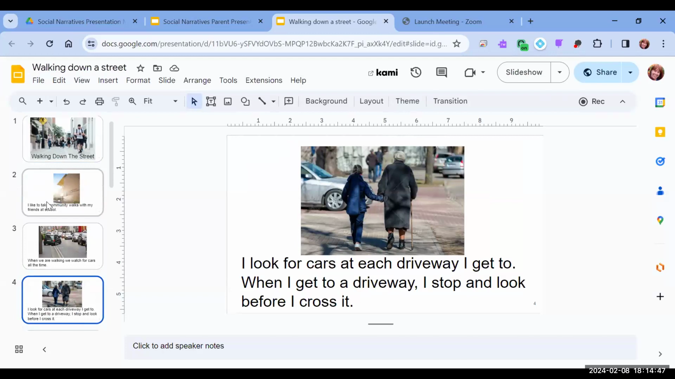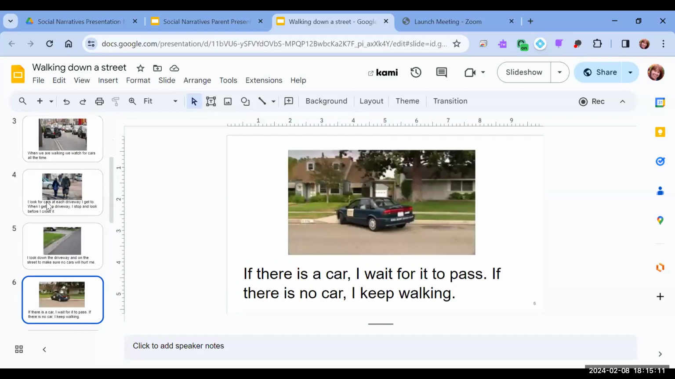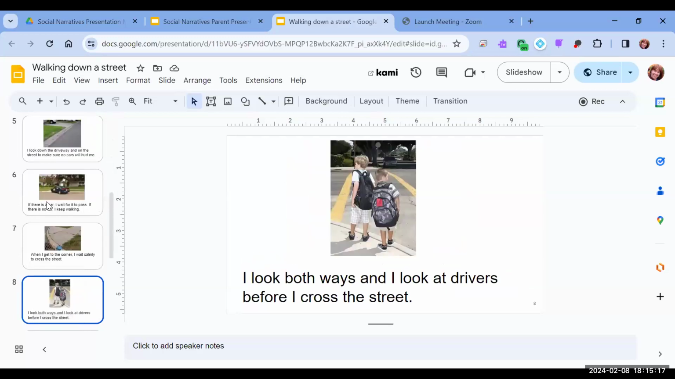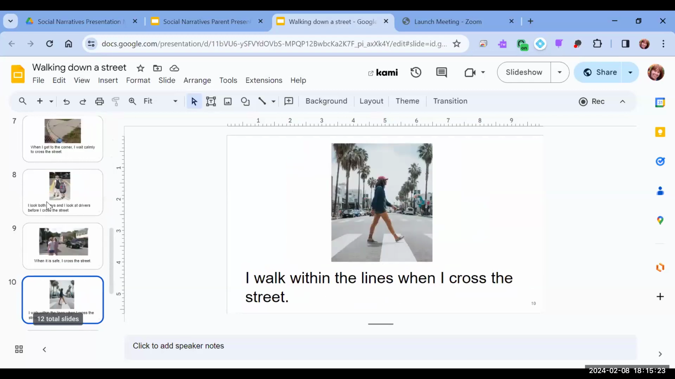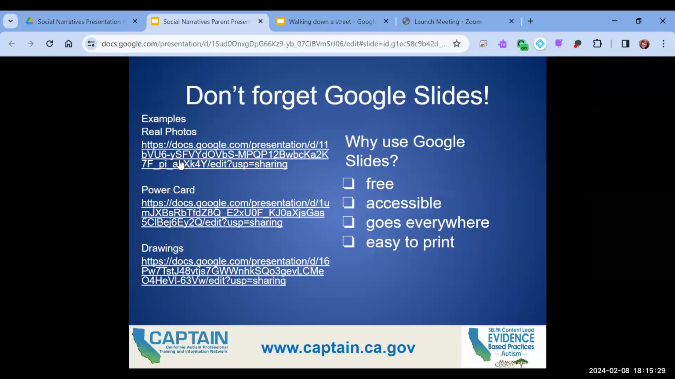The other thing that I want to point out is that these are just pictures that I pulled up from the internet. So you can go and take actual pictures of your neighborhood, but if you don't have the time or the energy, then just pull them up from online. Here I've got a picture of a driveway with cars in it. So the whole story is about looking, here we go. I look both ways and I look at drivers before I cross the street. And when it's safe, I go ahead and cross. So that's that one. Let's go back to our presentation.